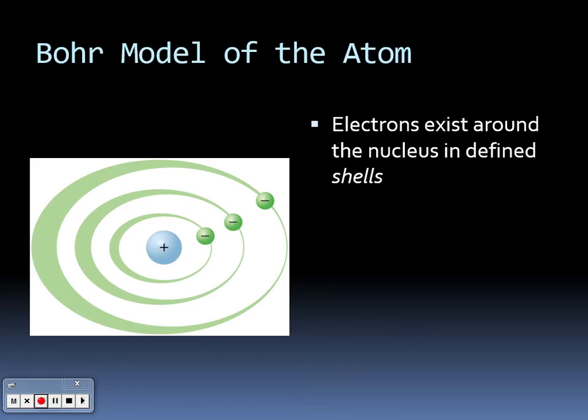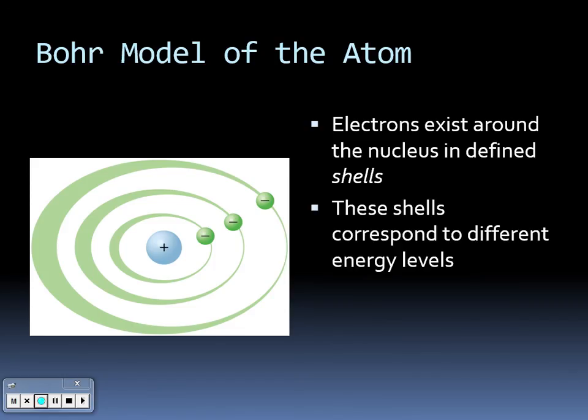And not only where the electrons existed, but why they existed there. These shells are related to the amount of energy that the electrons have. Electrons that are very close to the nucleus have a small amount of energy. Electrons that are farther away from the nucleus have a bigger amount of energy.